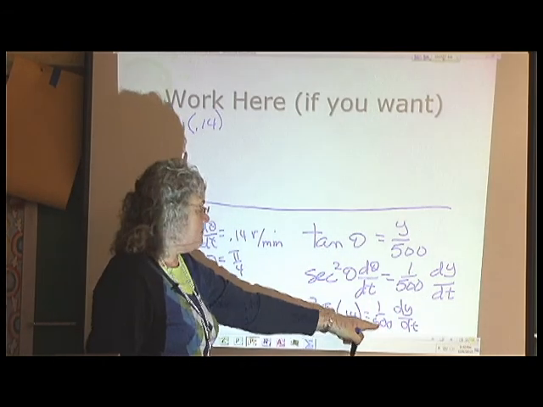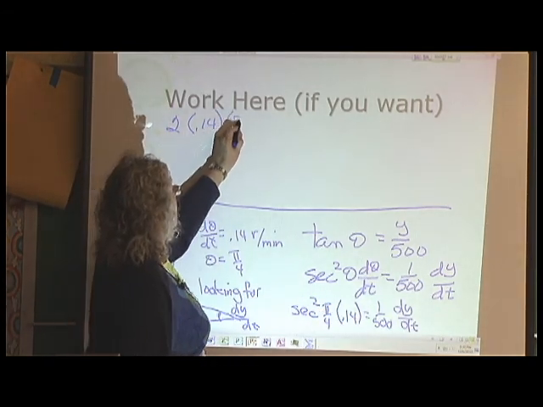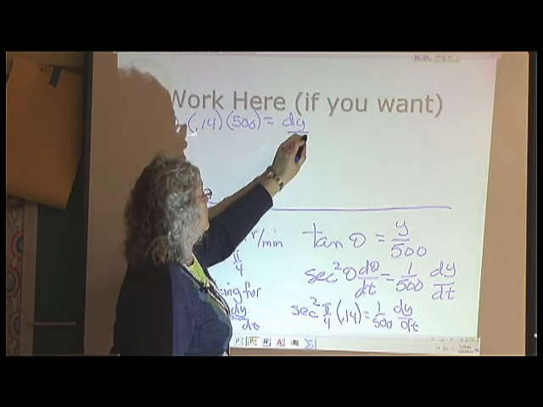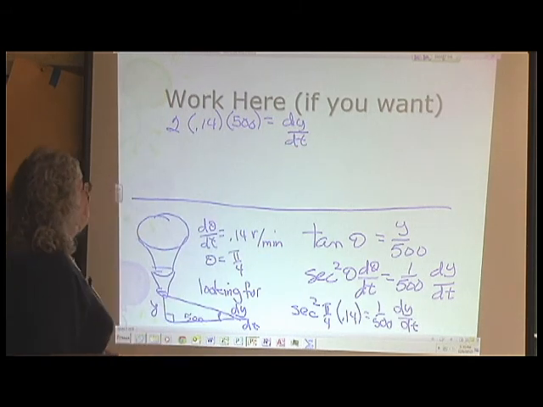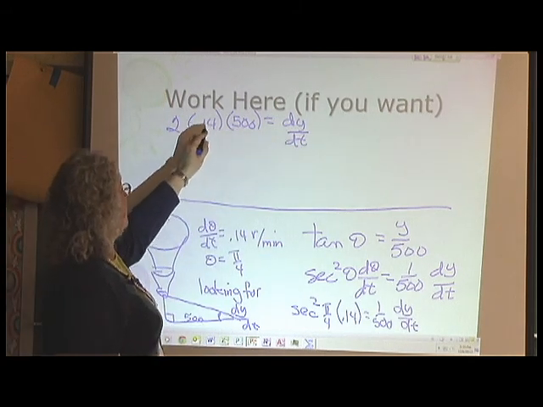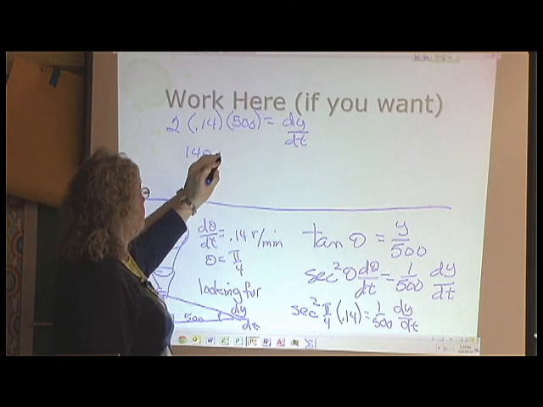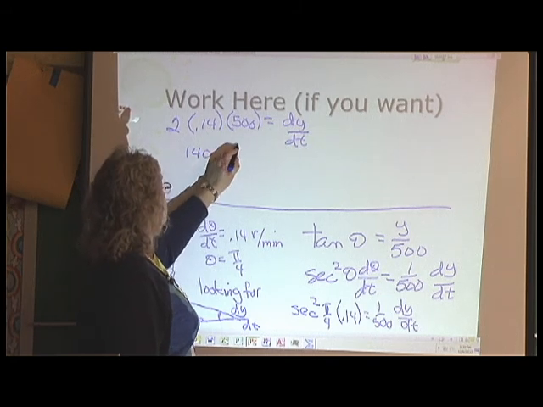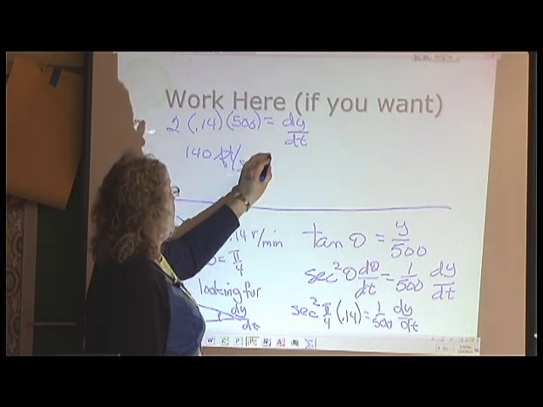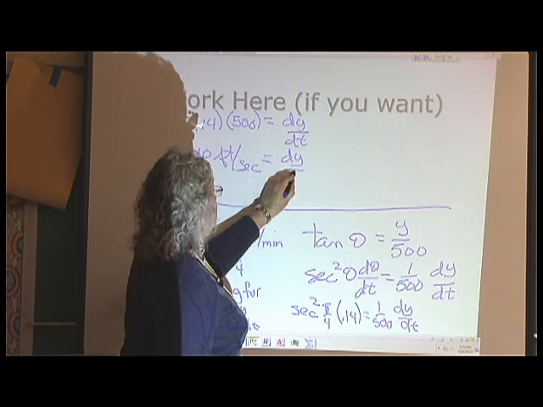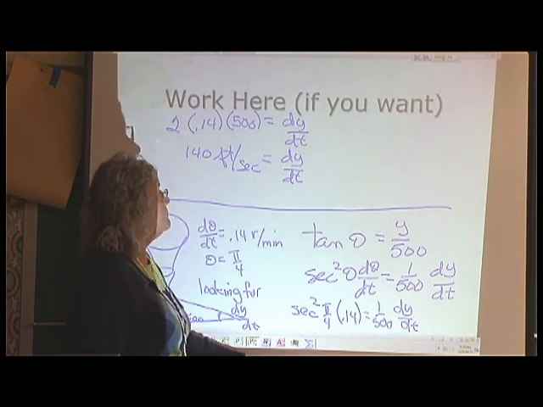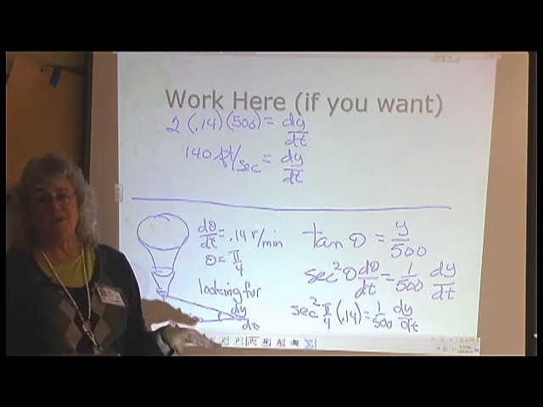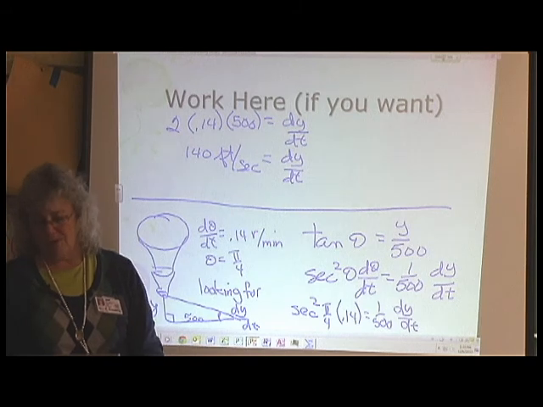Square root of 2 times 0.14. We're going to multiply both sides by 500, and that equals dy dt. And when you multiply that together, that's 1,000 times 0.14, so that's 140, and that was feet per second as your change in the height. So remember, anytime you have an angle, you're going to use a trig function. You have to use a trig function.